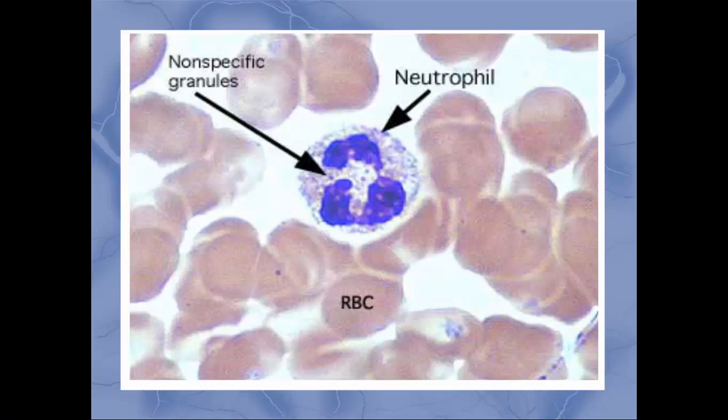And here's how one looks. Now, these cells here are all red blood cells. You can see how the cytoplasm looks kind of grainy, kind of gritty. So it's a granulocyte with a multi-lobe nucleus. That is a neutrophil.